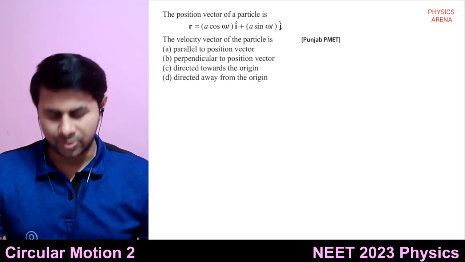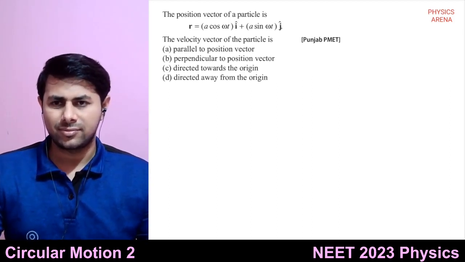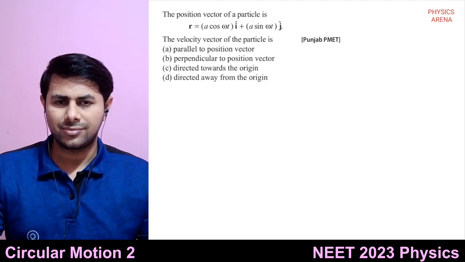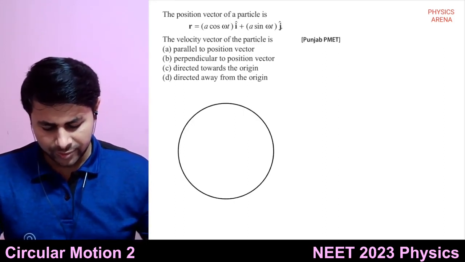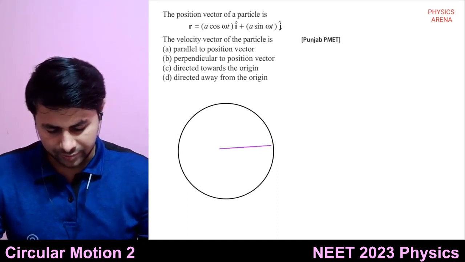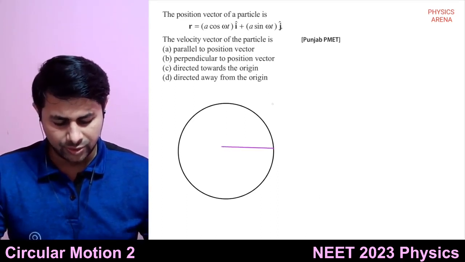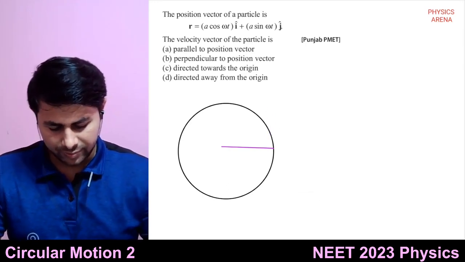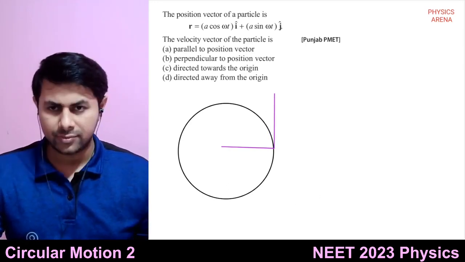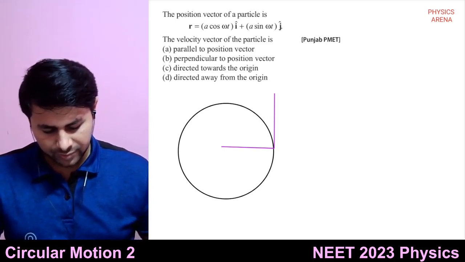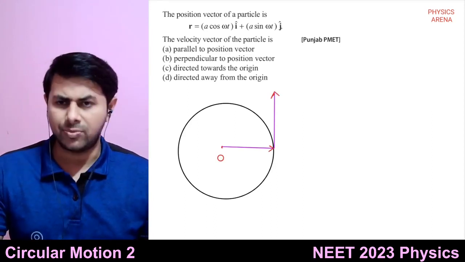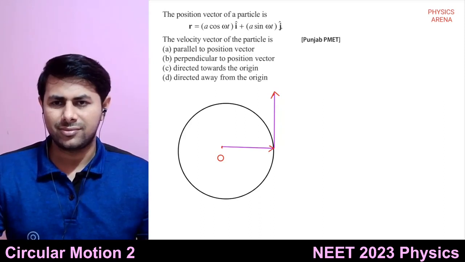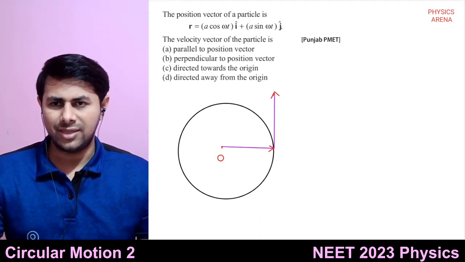Okay, and in circular motion, what is direction of velocity? Let's suppose your object is here. What is direction of velocity at this point if it is performing circular motion? Is it along the tangent? Okay, this is the position vector, this is the velocity vector. How much is the angle between them? 90 degrees, right?